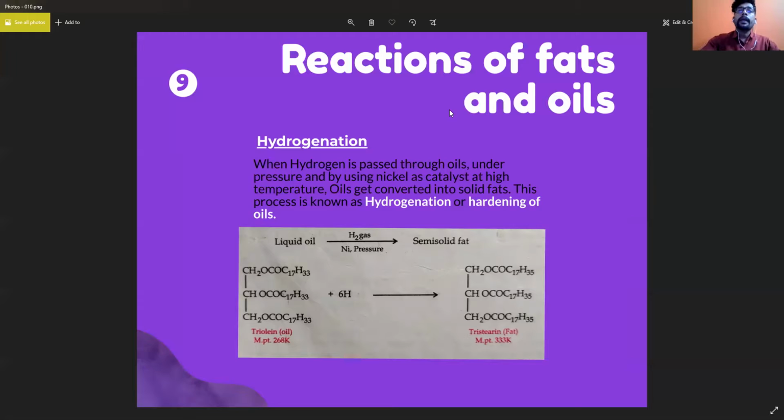Here, as the liquid oil, I have taken the example of a fat where I have used oleic acid. The liquid oil compound is known as triolein, which is an oil. The meaning is that hydrogenation converts triolein to tristearin. See, in triolein all three esters have C17H33, whereas in tristearin it is C17H35. So six more hydrogens are required in the hydrogenation process to convert triolein to tristearin.